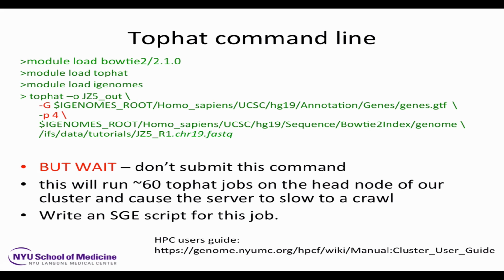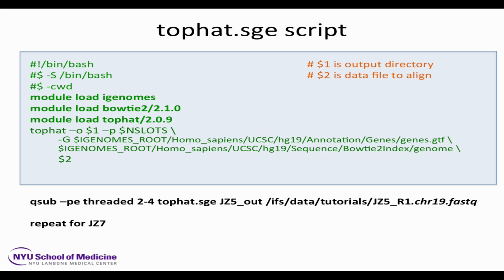So if we were to do this on the command line, it would look like this. But wait, don't submit this command. This is too computationally heavy a job to run on the head node. We're going to run an SGE script for it. Okay, so this is the script that I want us to start with. And I'm going to break out of here and show it interactively and show you how to look for yourself in iGenomes.